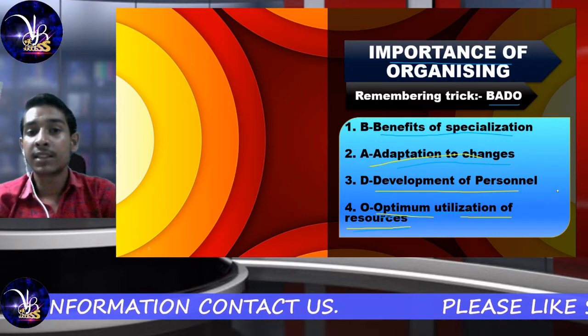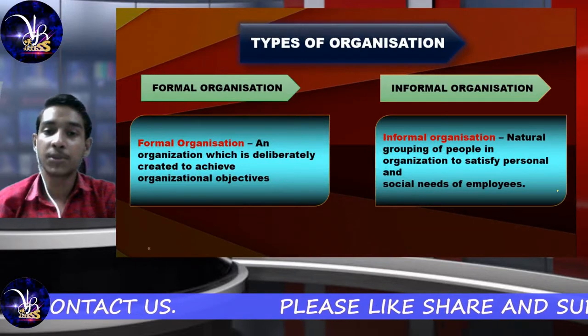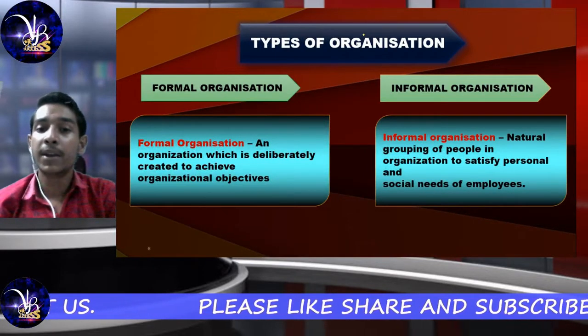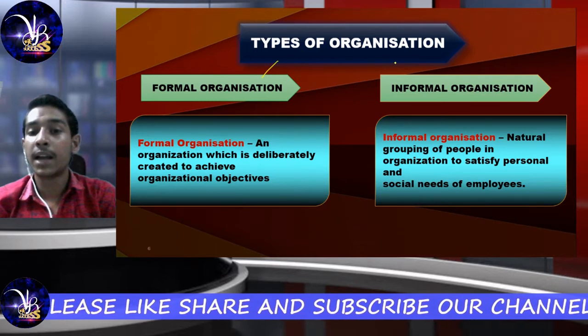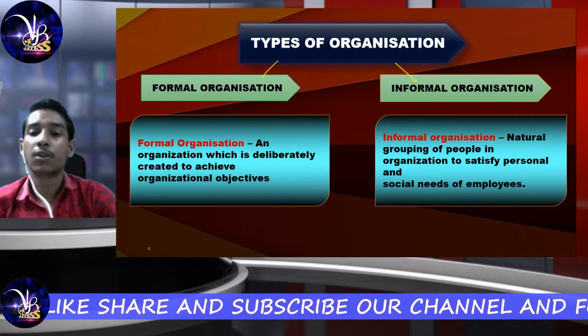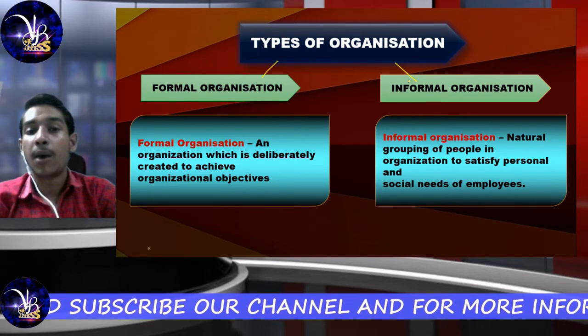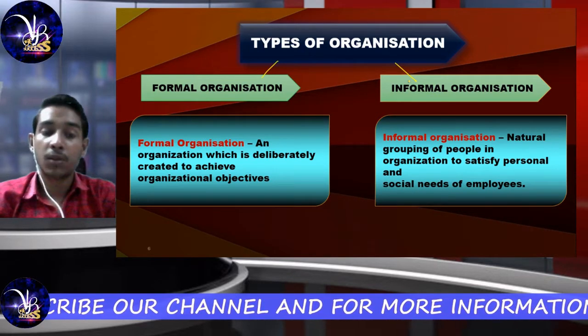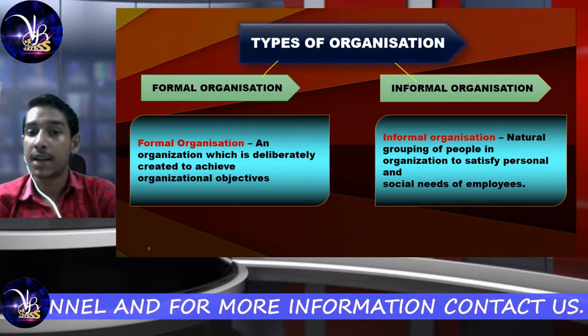So let's move forward to the next one, which is types of organization. There are mainly two types of organization. First is formal organization and second is informal organization. So let's discuss the meaning of formal organization and the meaning of informal organization.